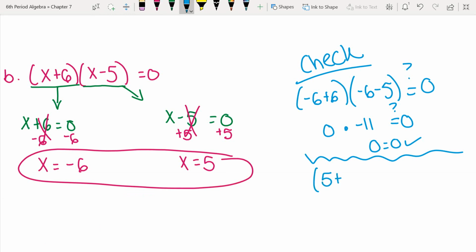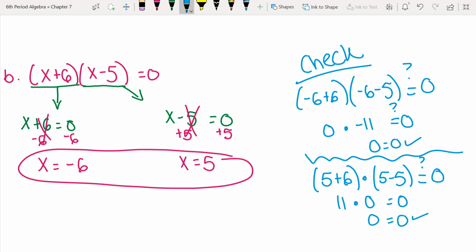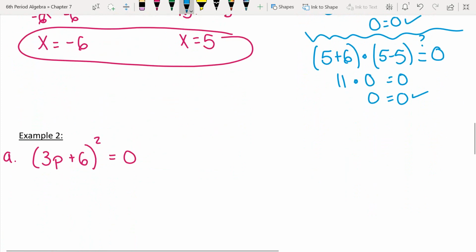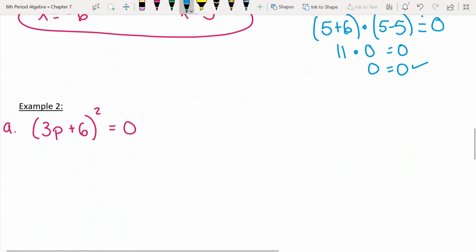So then I'd have 5 plus 6 times 5 minus 5. And again, hopefully, question mark, it equals 0. 5 plus 6 is a positive 11 times 5 minus 5 is 0. Again, does this work out? Yes, because anything times 0 is 0. That's how I know both my answers are true. All right. So I'm going to do one more for this, and then I'll have you try it.